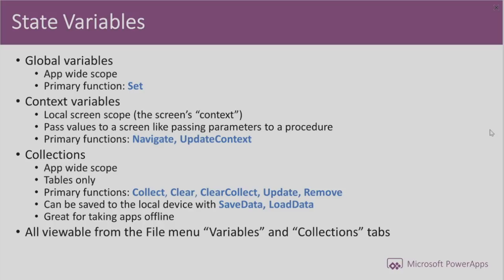And then finally, the granddaddy of app magic in Power Apps is collections. These are also app-wide in their scope. They are tables only, one of their weirdnesses. You cannot put a scalar in it. You can't say collection equals 1. You have to put your value in a record, put that in a table, and then you can put that in a collection, which is why global variables are easier to use. Their primary functions are Collect and Clear, Update and Remove. They do have this other great quality in that you can save them and load them from the local device. Stored, encrypted, per user, per device on the local thing. And you can use that for offline purposes.